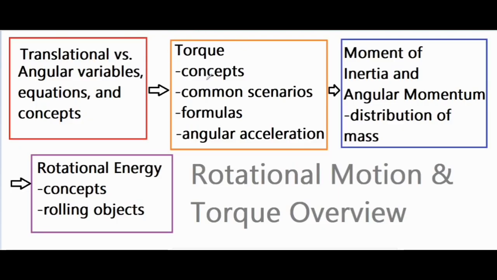Secondly, we're going to be taking a look at torque, different concept scenarios and formulas that cause angular acceleration. And then third, we are going to take a look at the moment of inertia, so rotational inertia, and how it pertains to angular momentum and how mass is distributed for an object. And then finally, rotational energy and all different concepts associated with that and with rolling objects. So let's go ahead and get started taking a look at translational versus angular variables.